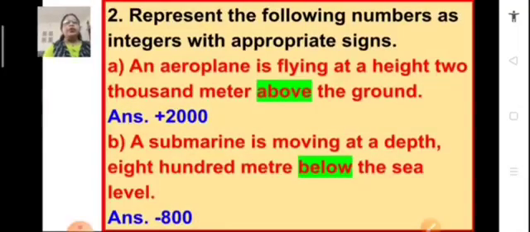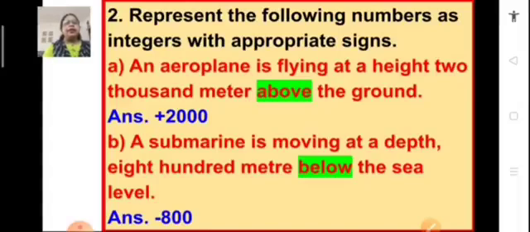Now we have question number 2. Represent the following numbers as integers with appropriate signs. A, an aeroplane is flying at a height of 2000 meters above the ground. Since it's above the ground, we will use a positive sign. So it can be taken as positive 2000.